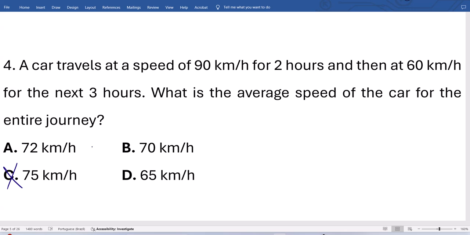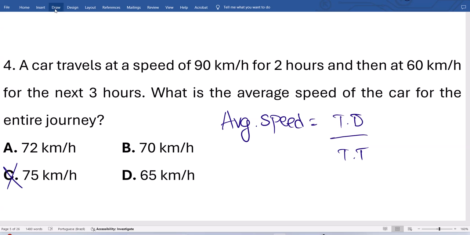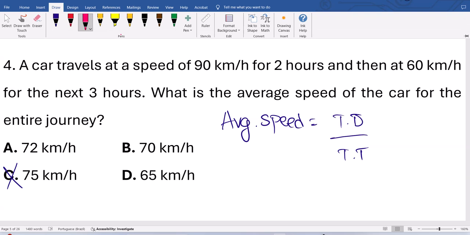What is average speed basically? What is speed? Speed is distance by time. Average speed is total distance divided by total time. TD means total distance, like DD in math. Here TD is total distance, TT is total time. Total time is how much you travel? 5 hours. Super. So what about total distance?